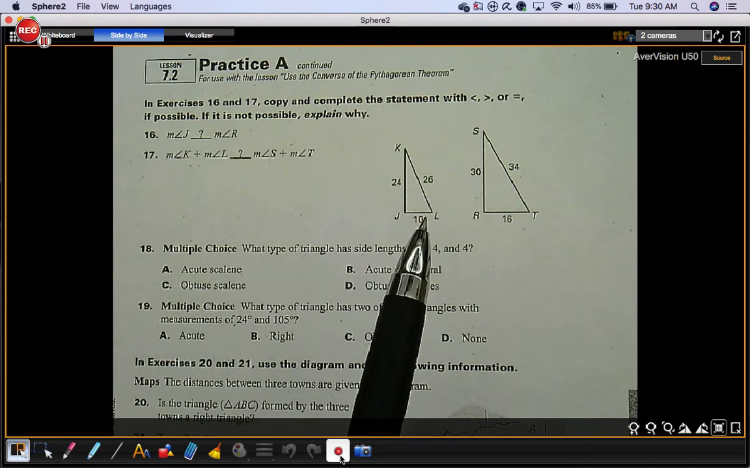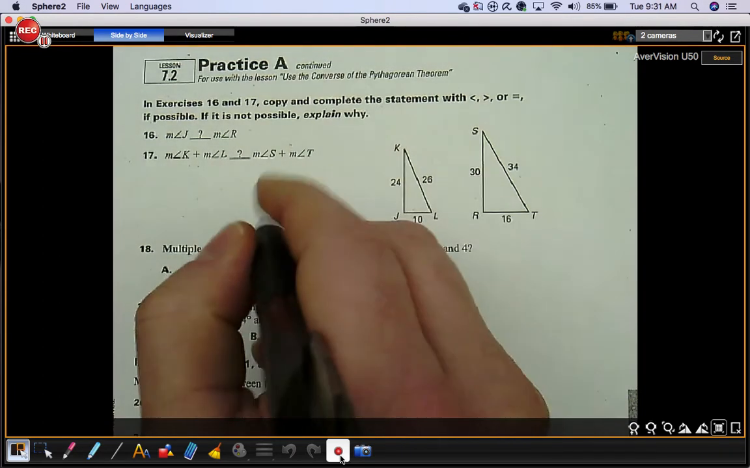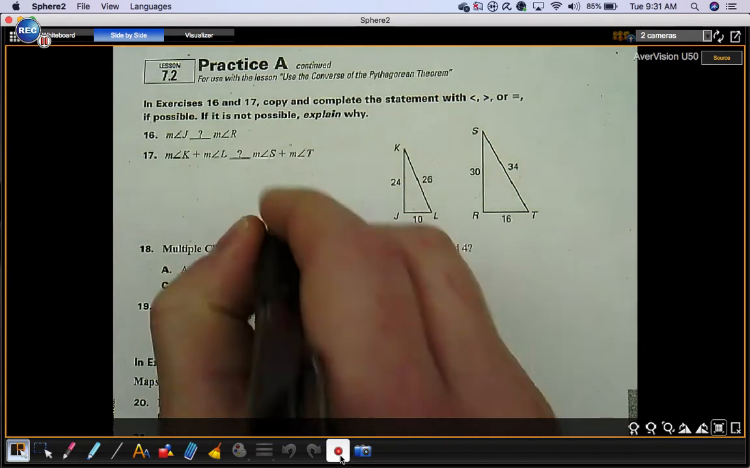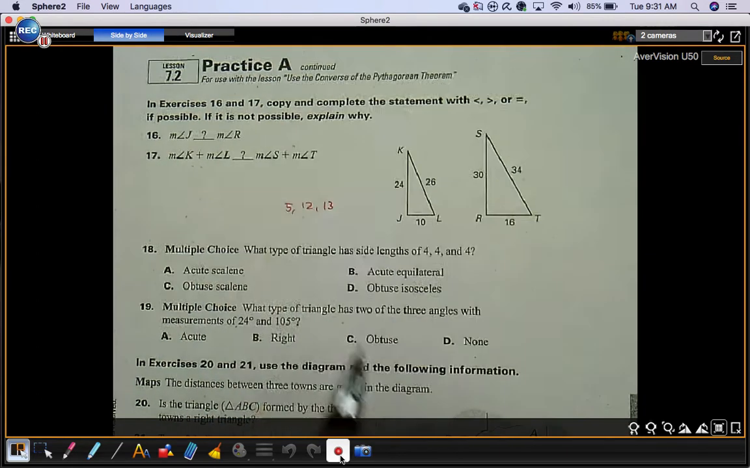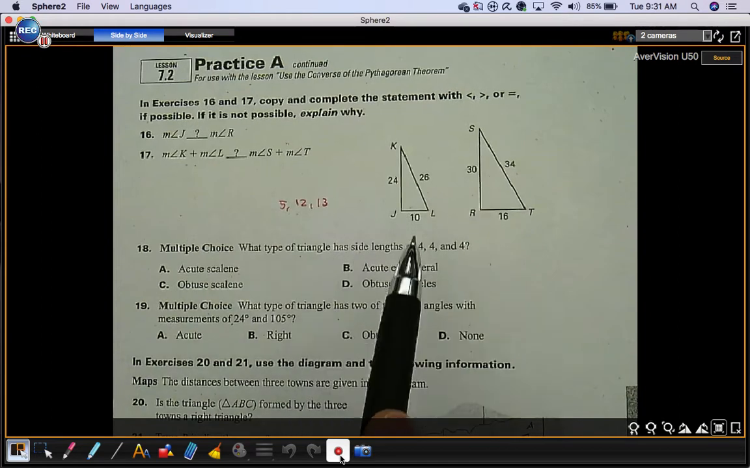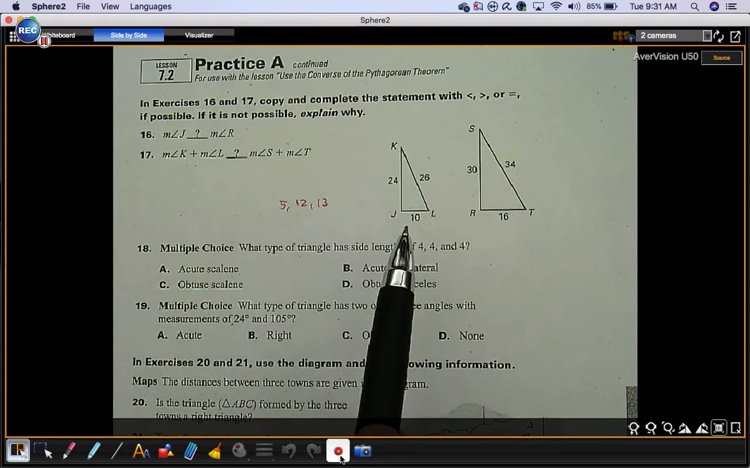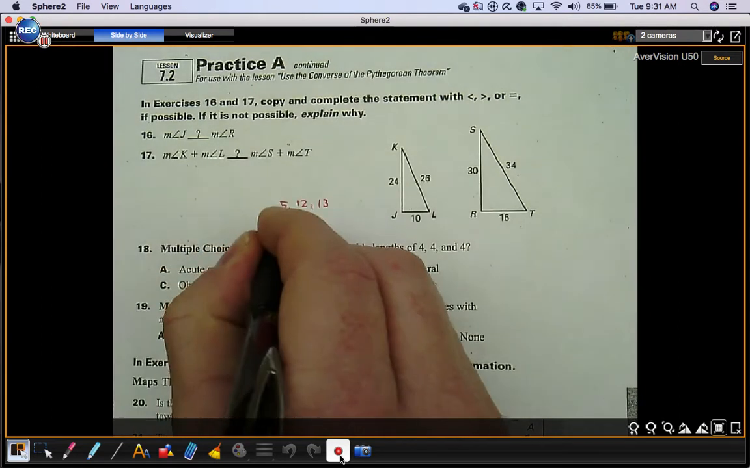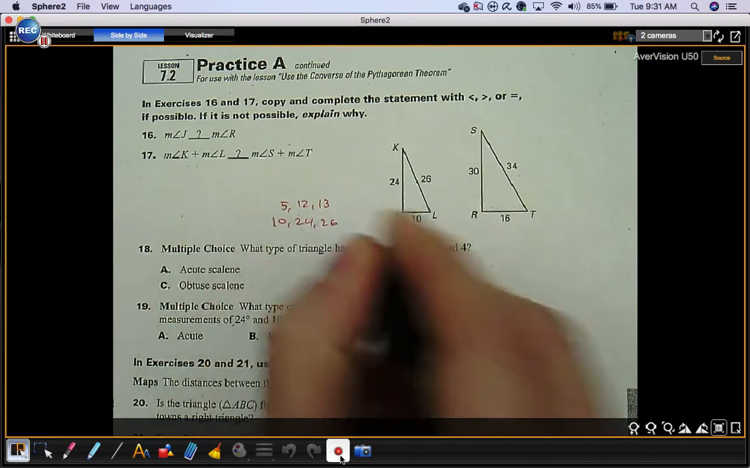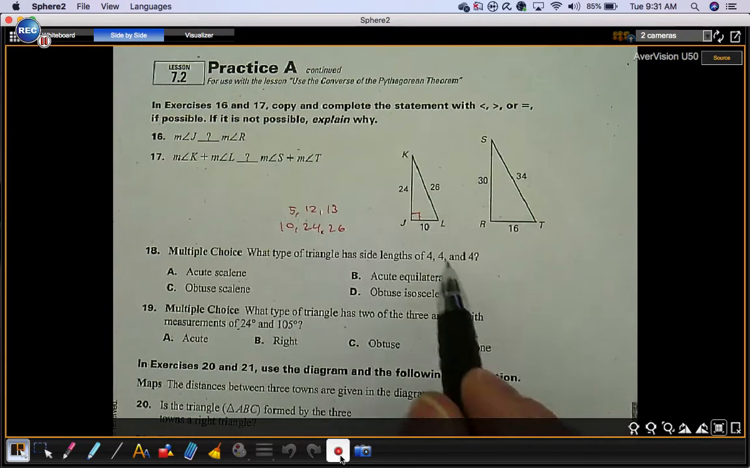So let's look at the numbers 10, 24, 26. 5, 12, 13 is a very common triple, and if you multiply 5, 12, 13 by 2, you get 10, 24, 26. What that means is that's a right angle.